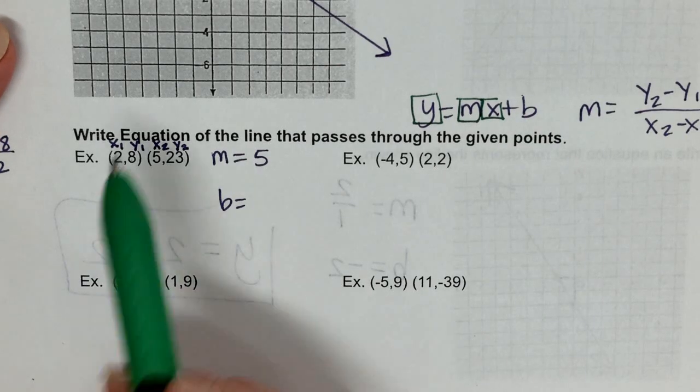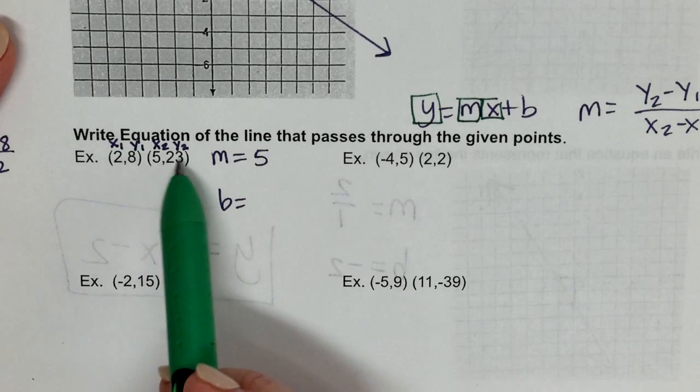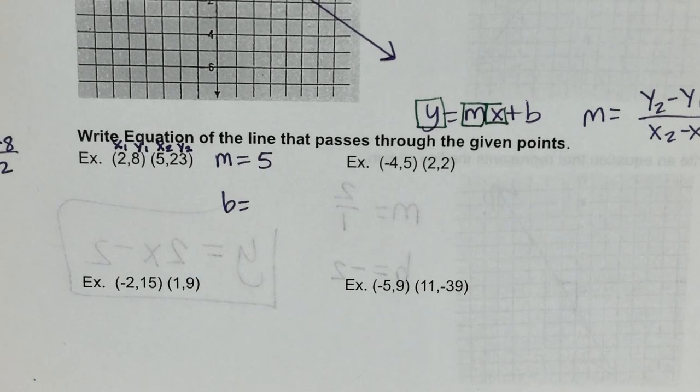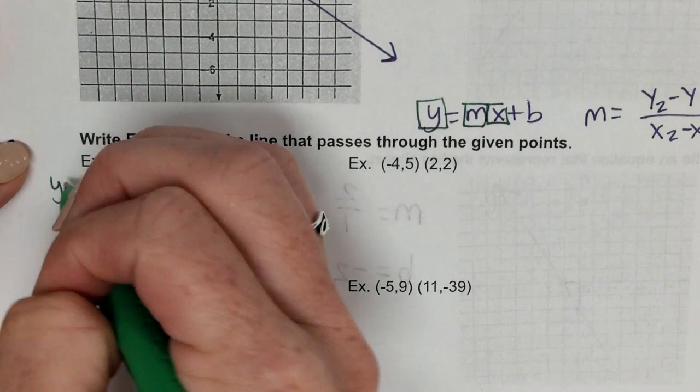You get to pick if you want to use these 2 numbers or these 2 numbers. You will get the same answer because they fall on the same line. Okay, so which one do y'all want to use? So we're going to use 8 and 2. So right here I'm going to write y equals mx plus b.